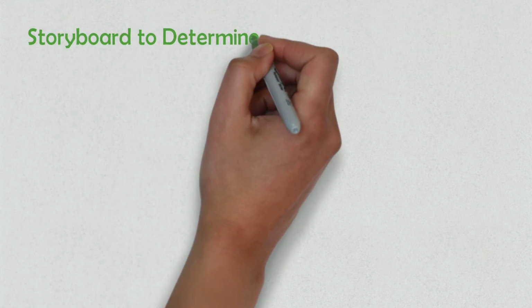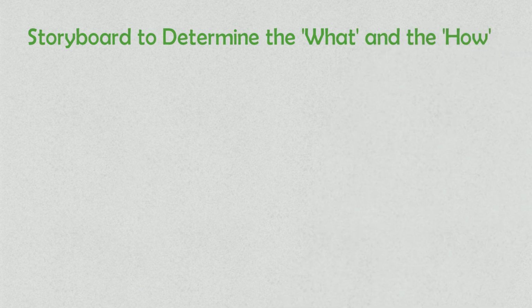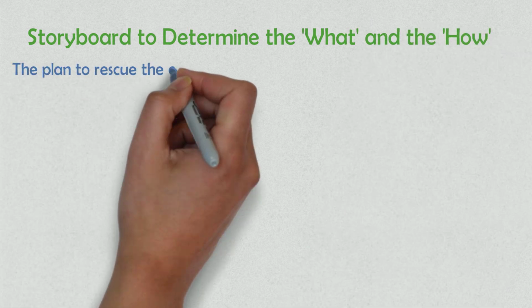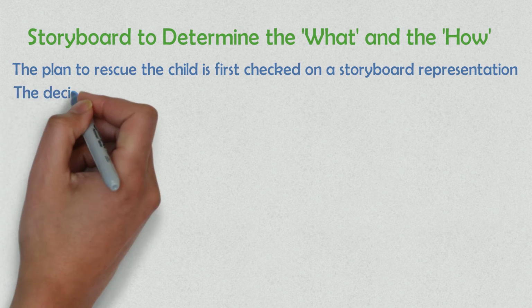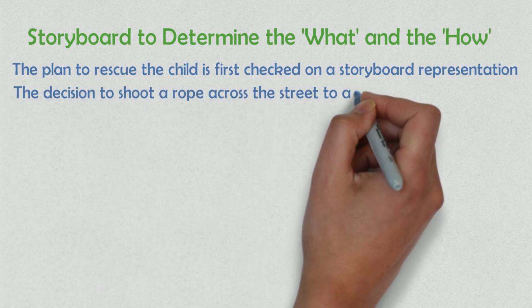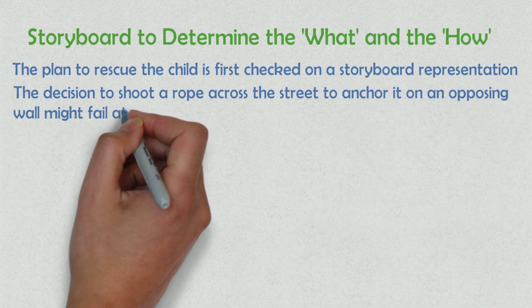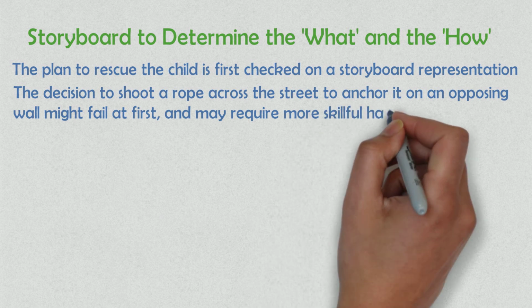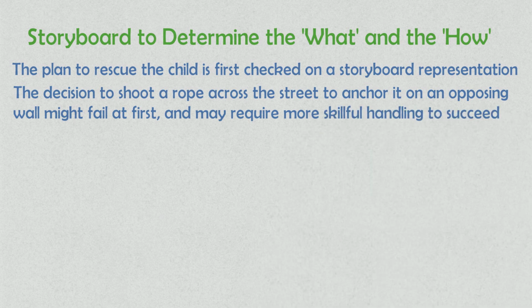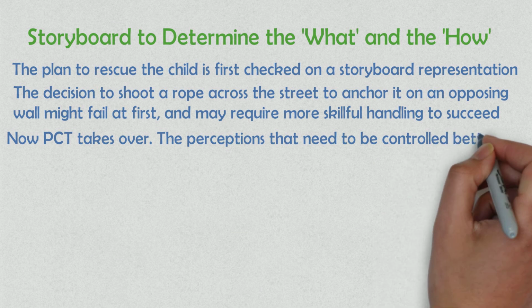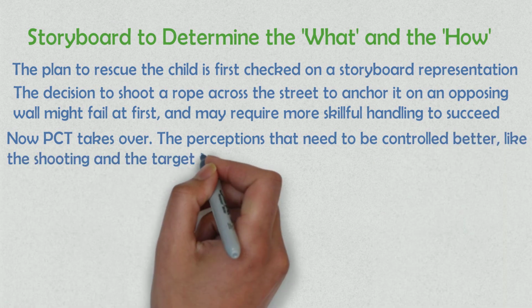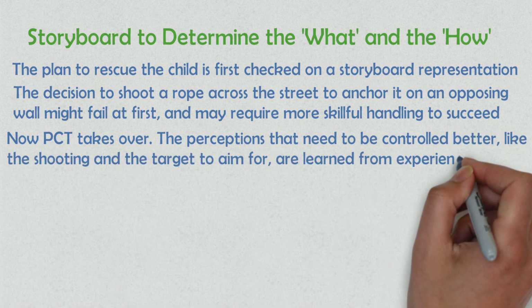Storyboard to determine the what and the how. The plan to rescue the child is first checked on a storyboard representation. The decision to shoot a rope across the street to anchor it on an opposing wall might fail at first, and may require more skillful handling to succeed. Now PCT takes over. The perceptions that need to be controlled better, like the shooting and the target to aim for, are learned from experience.